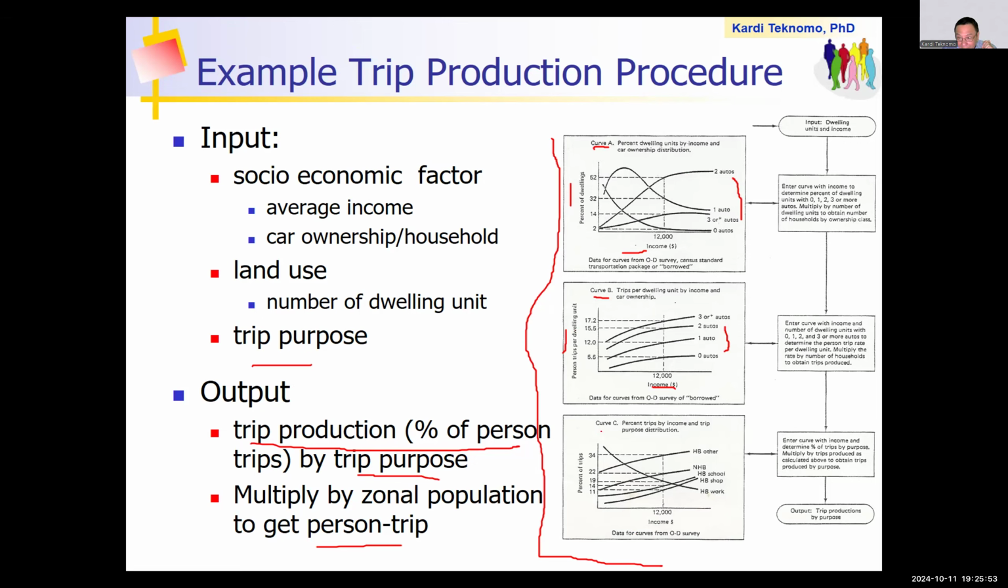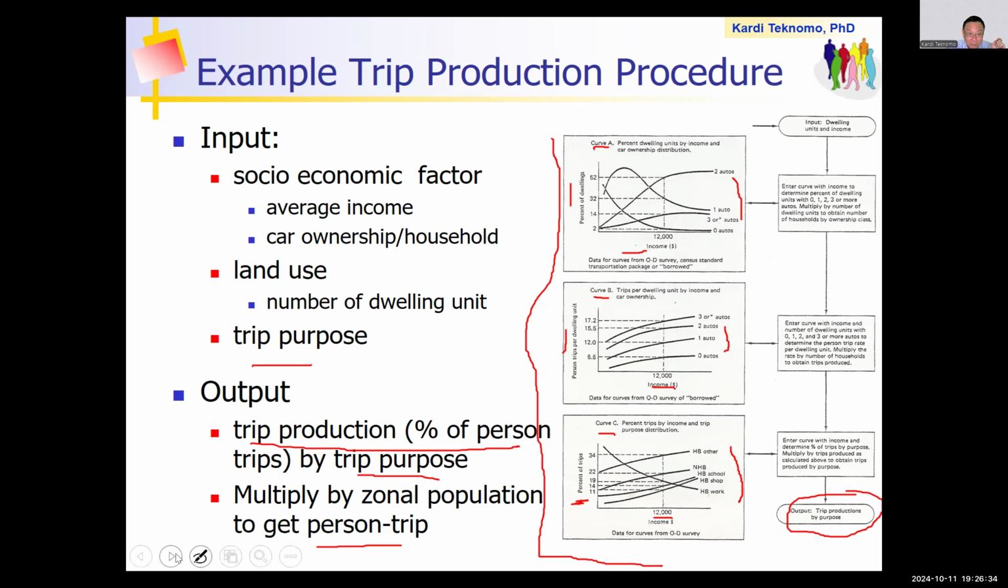And then in the third chart here, again you have the income, and then this is the trip purpose. And then you will have the percentage of trips. So with that you can get the trip production by trip purpose. This is an estimate only, by putting the vertical line to the charts and then the horizontal line to the percentage estimate.